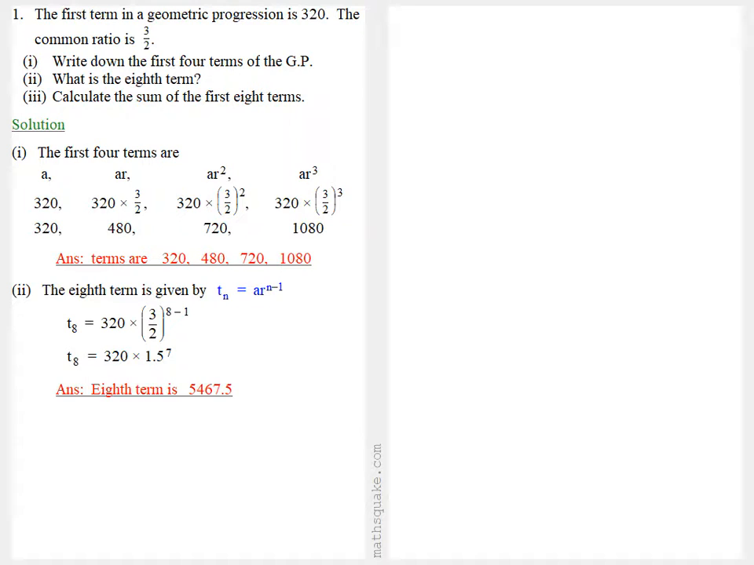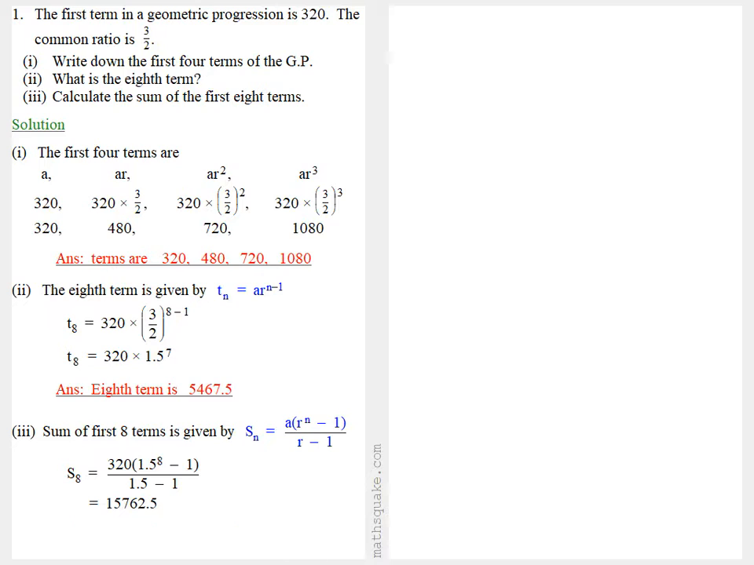In part 3, we're asked to calculate the sum of the first 8 terms. Well, there is a formula for calculating the sum of n terms, and that is Sn, the sum of n terms, is equal to A into r to the n minus 1 over r minus 1. So we just substitute in the numbers. S8 is equal to 320 into 1.5 to the power 8 minus 1 over 1.5 minus 1. And we can work that out on a calculator. It comes to 15,762.5, and that is our answer.